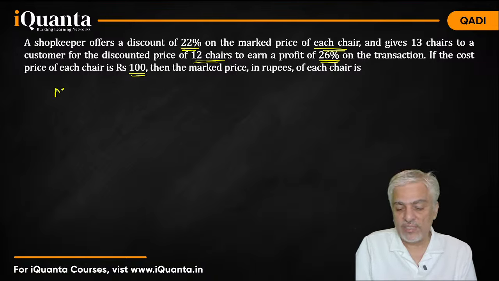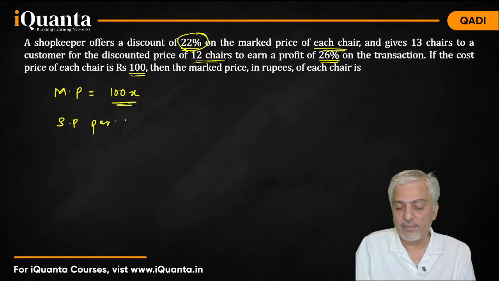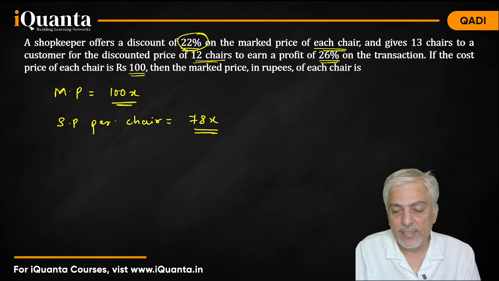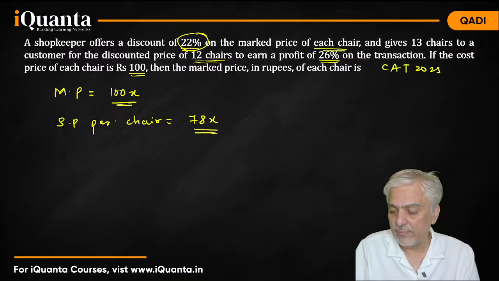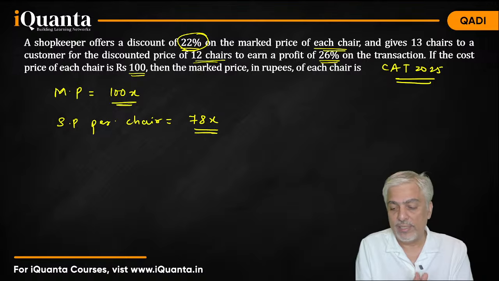So I would have started this question with mark price is 100x. If I'm giving a discount of 22%, my selling price per chair becomes 78x. Now just look at this method. This is a CAT question, CAT 25. I'm just showing you the approach more than the calculations. I want to show you how quickly you can do it. And the profit is 26% on the whole transaction.